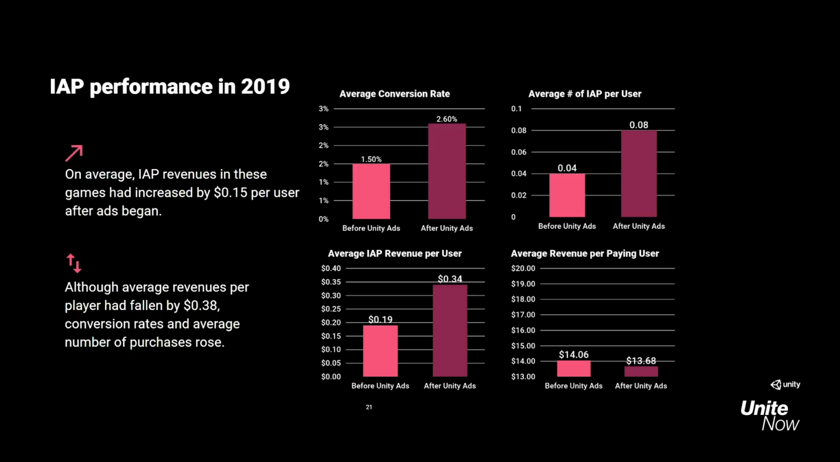Lastly, average in-app purchase revenue per user rose by 15 cents per user, while average revenue per payer fell by 38 cents. But due to the increased number of conversions and number of purchases per user increasing, the game overall generated more revenue after ads were implemented.